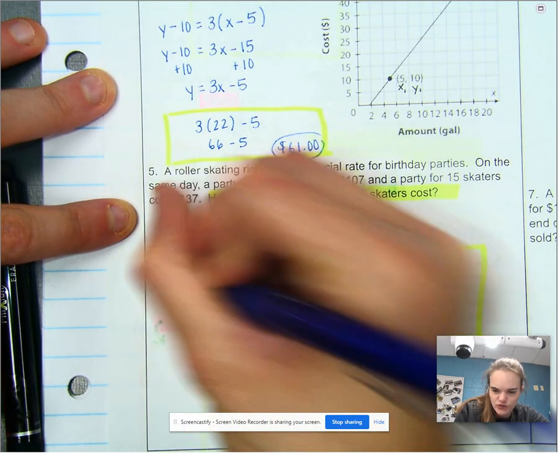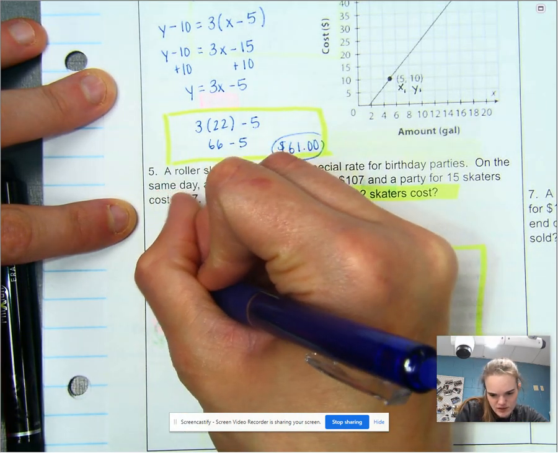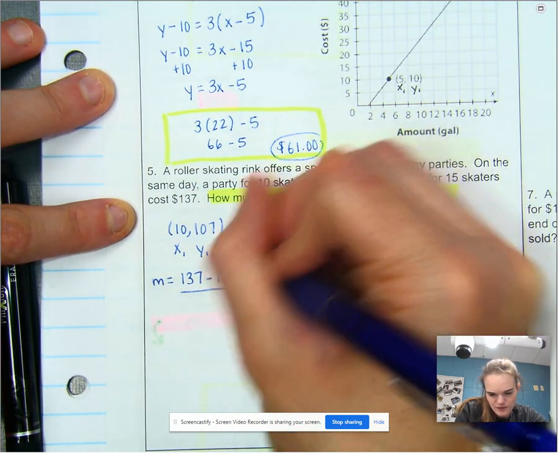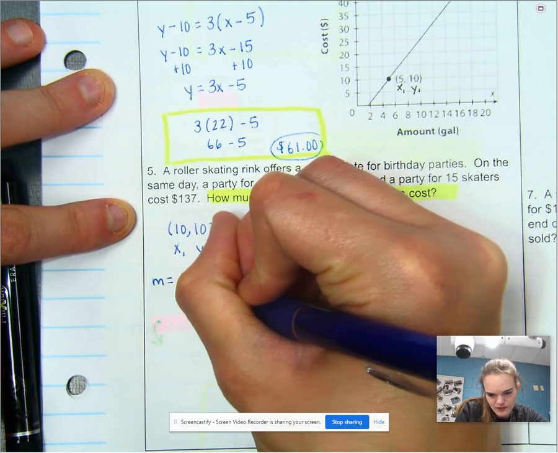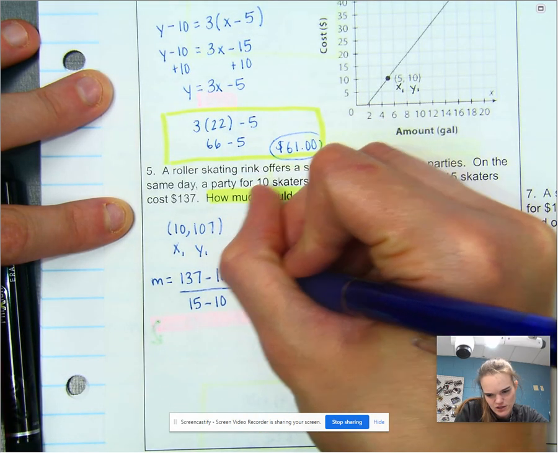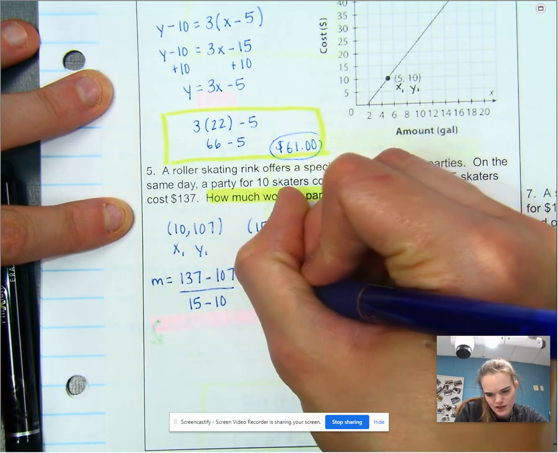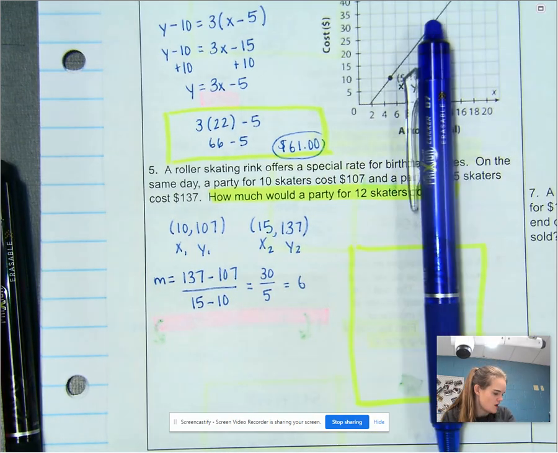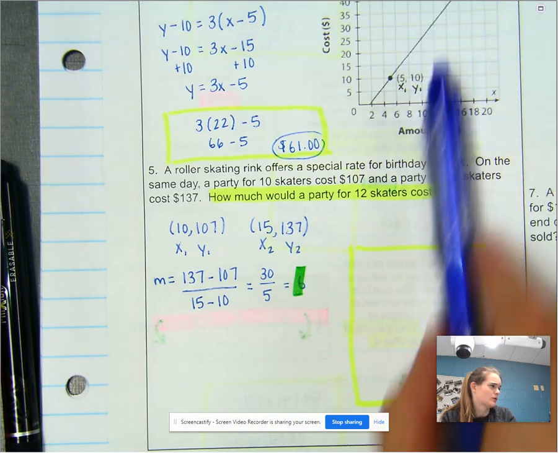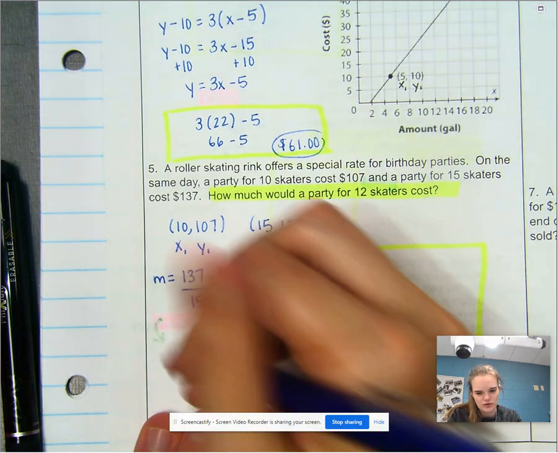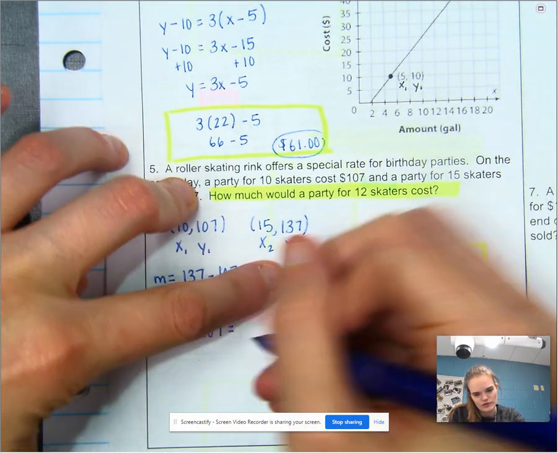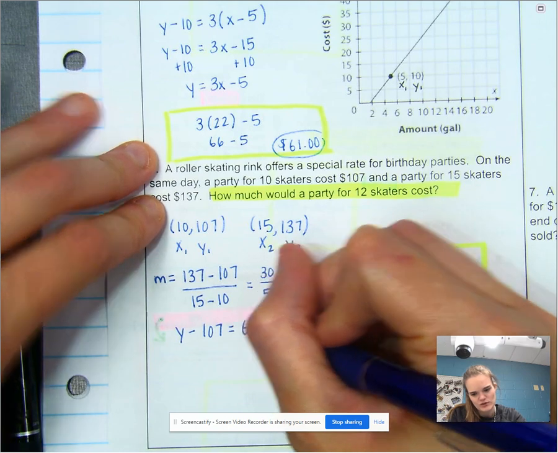m equals 137 minus 107 divided by 15 minus 10. 137 minus 107 is 30. 15 minus 10 is 5. And when you divide that, you get 6. There's our slope. Okay, and remember we're using x1, y1 then. So y minus 107 equals 6 times x minus 10.